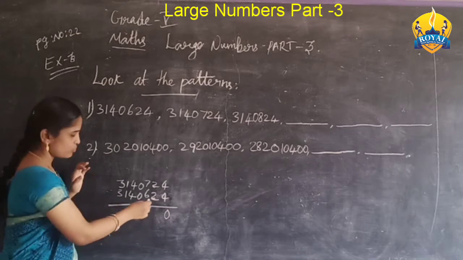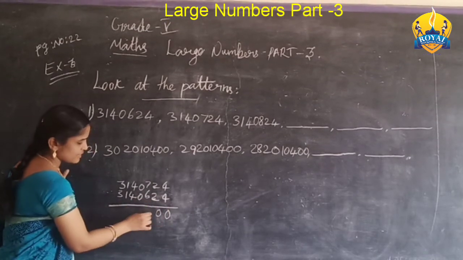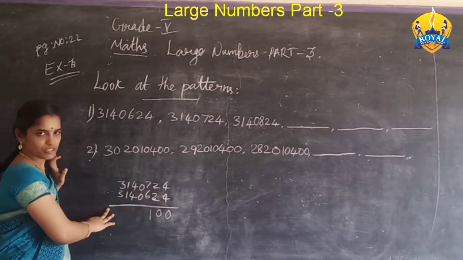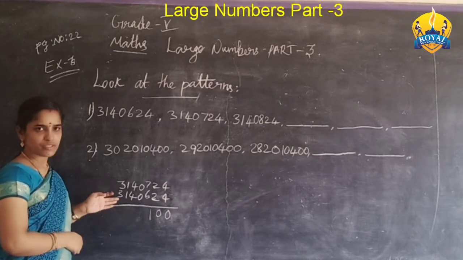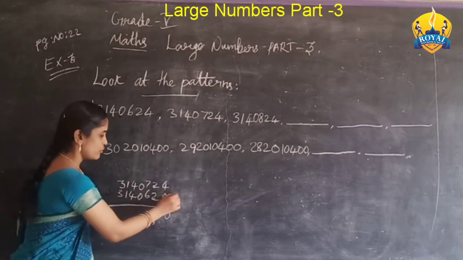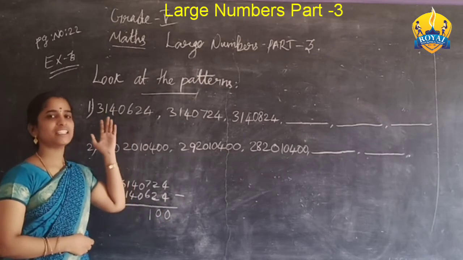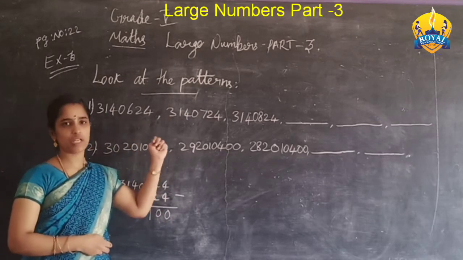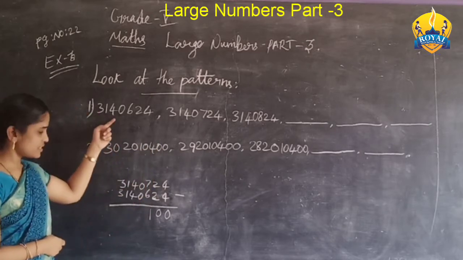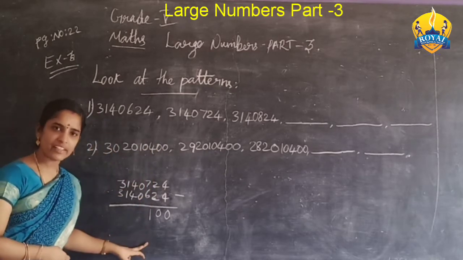4 minus 4 is 0. 2 minus 2 is 0, and 7 minus 6 is 1. And here also, because the same numbers are here, okay. So we get 100. So first we find out the difference between the two numbers. Here in this sum, the difference is 100.